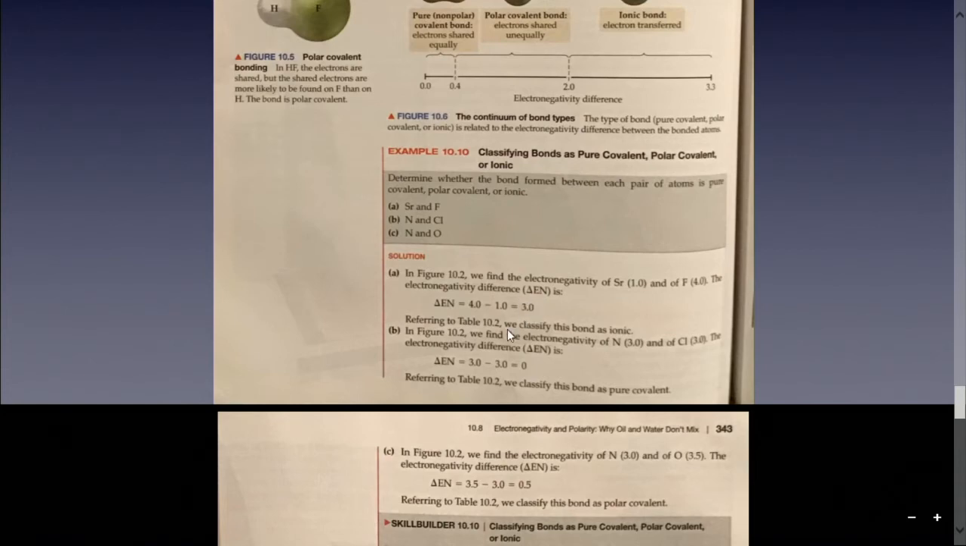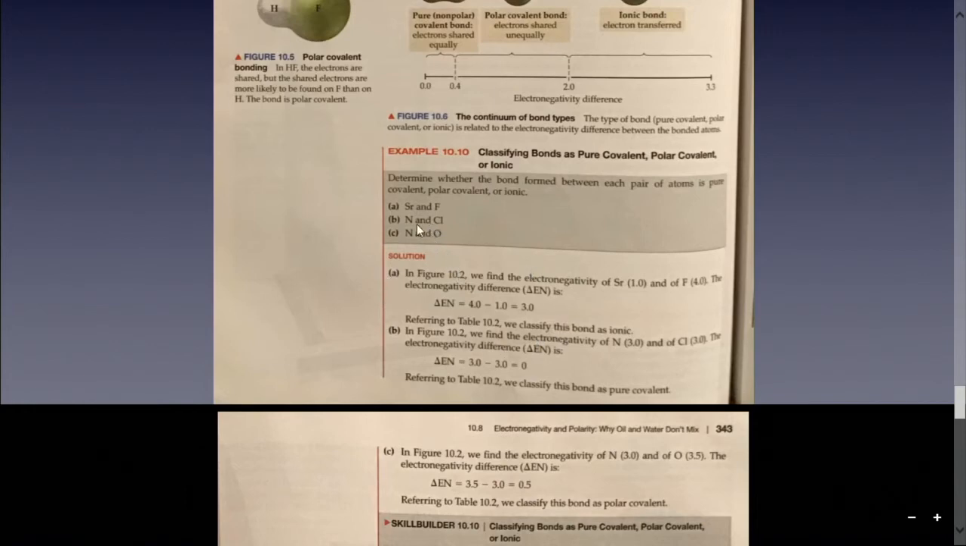If you refer to table 10.2, you would see that that's an ionic bond. Or you would just know that strontium is a metal and fluorine's a nonmetal. Metals and nonmetals come together to make ionic bonds. Then two nonmetals like nitrogen and chlorine, or nitrogen and oxygen, come together to make covalent bonds. But you can have pure covalent or polar covalent.